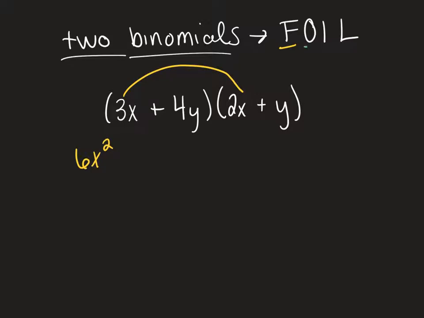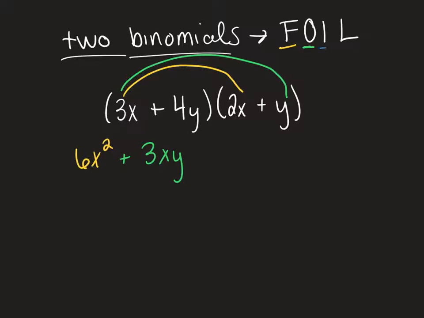Next, our O stands for outside, so we're going to take the two terms on the very outside, our 3x, and we're going to multiply it by our y. So that would become 3xy, right? We can't combine our x and y together because they are two different bases.